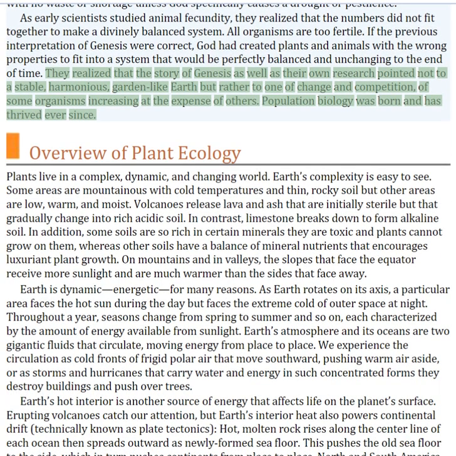They realized that the story of Genesis as well as their own research pointed not to a stable, harmonious, garden-like earth, but rather to one of change and competition, of some organisms increasing at the expense of others. Population biology was born and has thrived ever since.